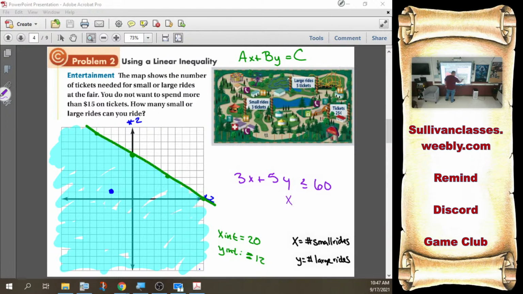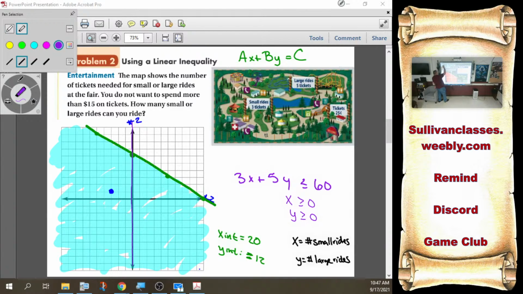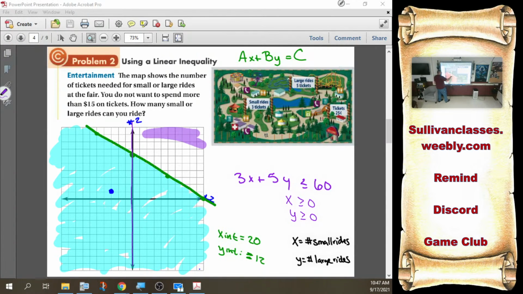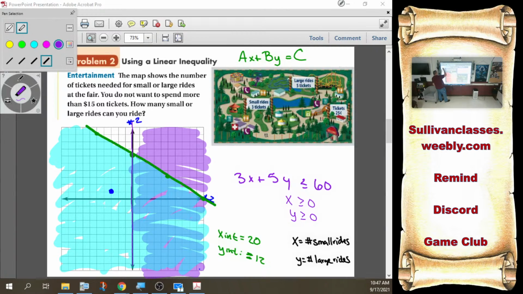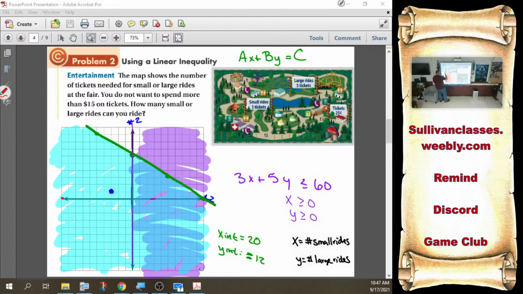So I also need to say x is greater than or equal to 0, y is greater than or equal to 0, because I cannot ride a negative amount of either type of ride. X equals 0. And everything to the right of that, because it's greater than. Don't do this to your paper, please. And blue. Y is greater than or equal to 0.